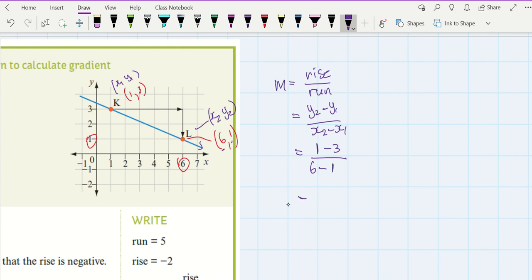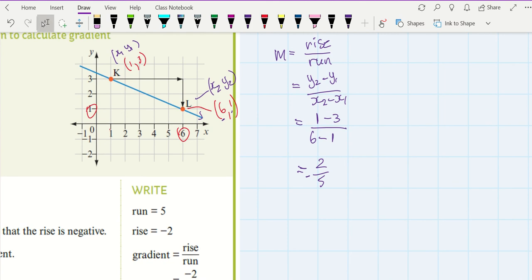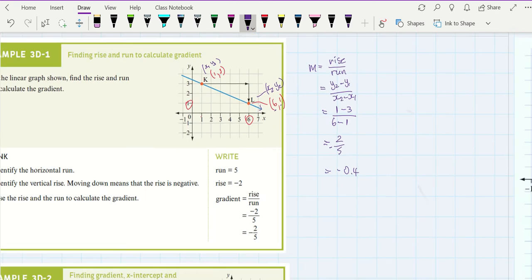So let's do that. 1 take 3 is 2, 6 take 1 is 5. And that's got to be a negative, hasn't it? 1 take 3 is -2. So it's -2 over 5. Now, I can leave that as a fraction, or I could also express that as a decimal. I know that 2 over 5 is the same as 4 over 10, so I could also express this as -0.4 or -4/10.